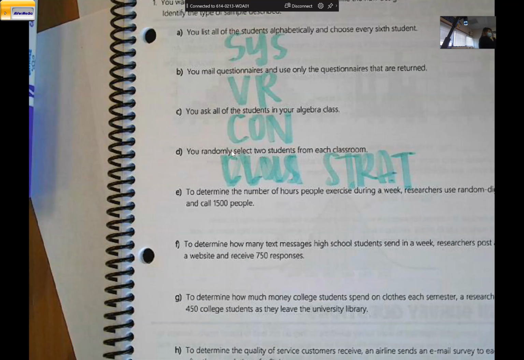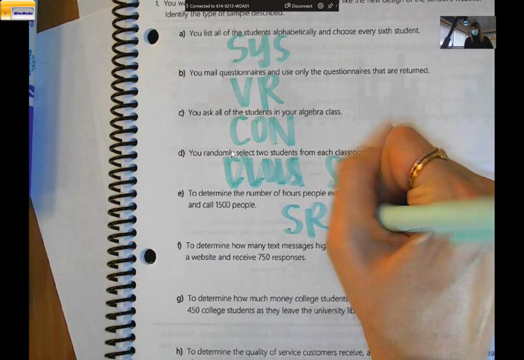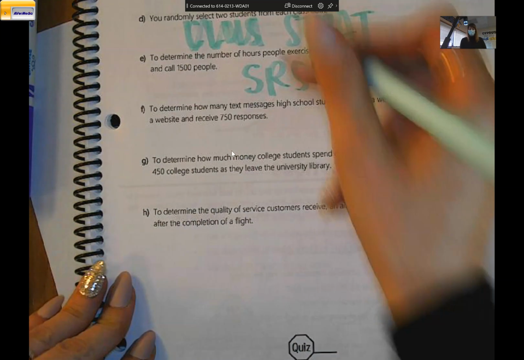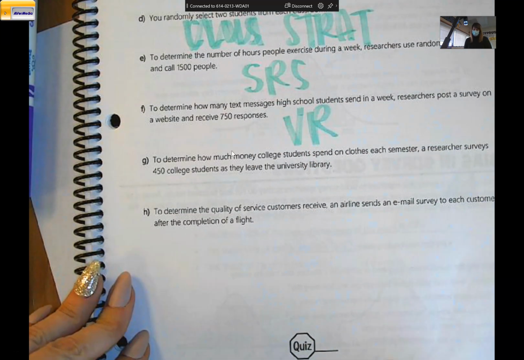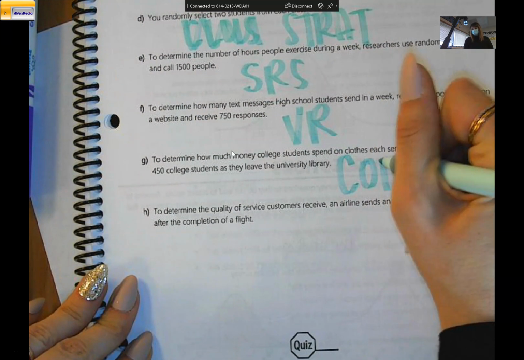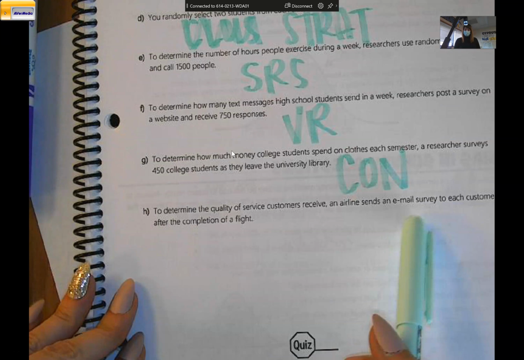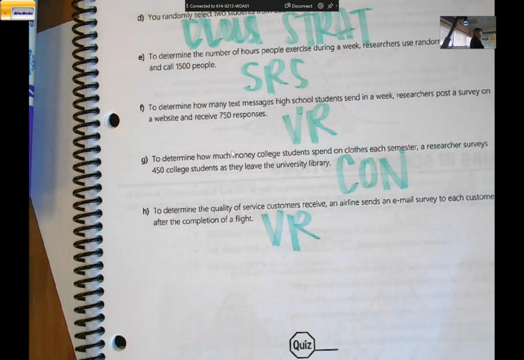It's not a cluster because they didn't use the word all students or every student. You use random digit dialing. This one's an SRS. It's a simple random sample. We post a survey on a website, voluntary response. We ask people as they leave the university library, convenience. We email a survey to each customer, voluntary response, because they have to choose to fill out the survey.